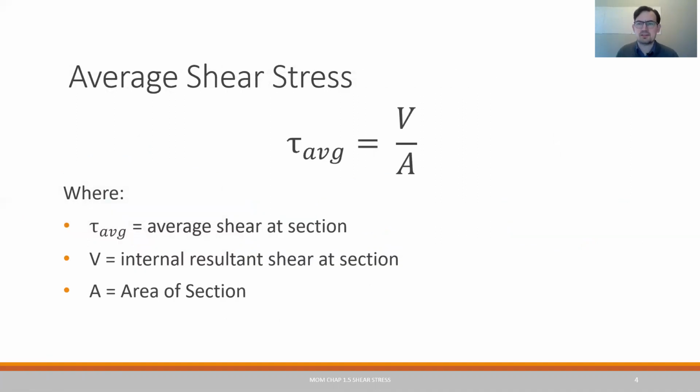So the average shear stress is a very simple calculation. It's not too different than the sigma calculation for normal stress that we did in the previous section. We're just going to be taking the resultant shear at that section, and then dividing it by the area of the cross section, right? And I want to be really clear, that's a cross section here.